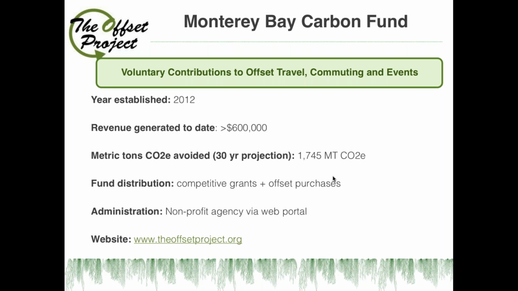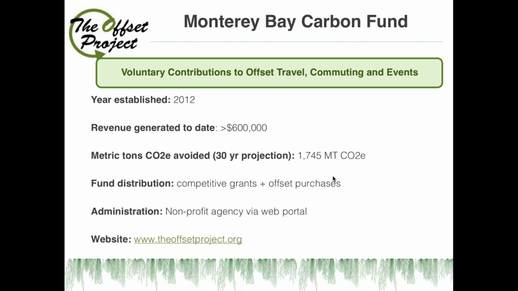This fund is administered by the Offset Project, as I mentioned in the beginning of the webinar, which is a nonprofit agency. They have a web portal that has a carbon calculator, which EcoShift developed, and you can purchase offsets right on the website. Also, this fund allows for individuals to offset their emissions that they produce from travel and waste and so forth.